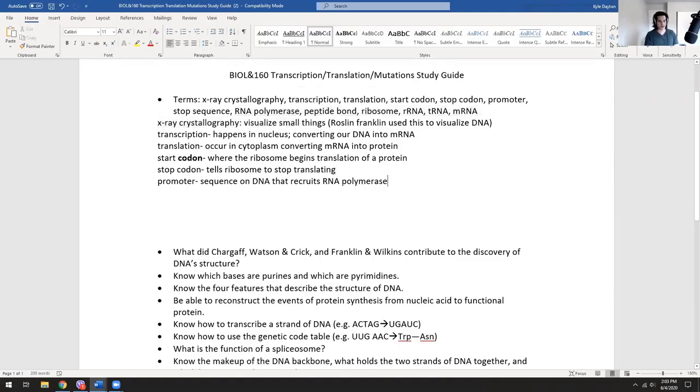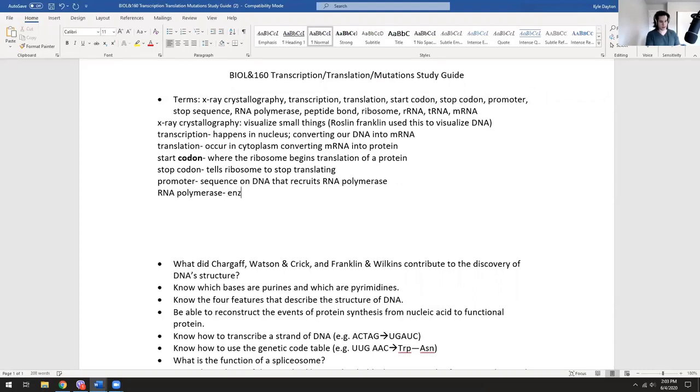RNA polymerase, the enzyme that conducts transcription.